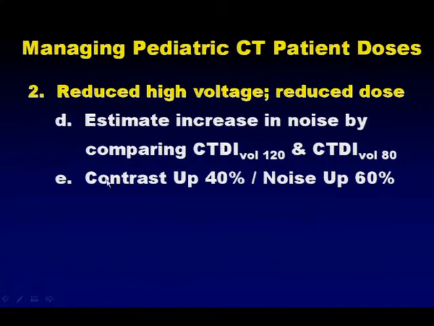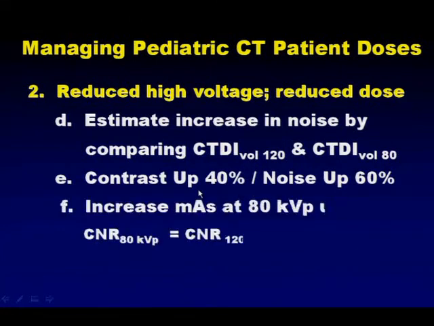So let's assume, for instance, that my contrast, by reducing the kV, increased 40%. And because I haven't done anything yet with my mAs to compensate for the reduced kVp, let's just assume my noise went up 60%. Well, obviously that's going to reduce the contrast to noise ratio in my image, and I don't want to do that, so I'll increase the mAs at 80 kV until my contrast to noise ratio at 80 kV is equal to my contrast to noise ratio at 120 kV.